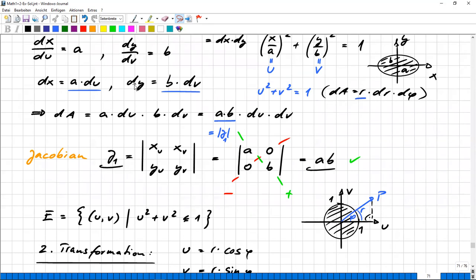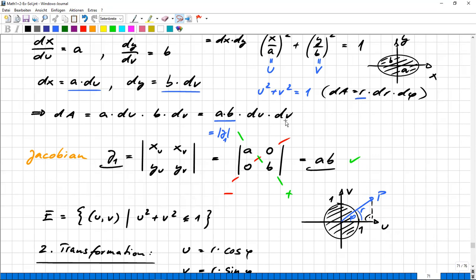And now, combining these two differentials by multiplying them, we get a new expression for our differential area, which is then a times du times b times dv. And rearranging these terms, we get a times b times differential u times differential v.